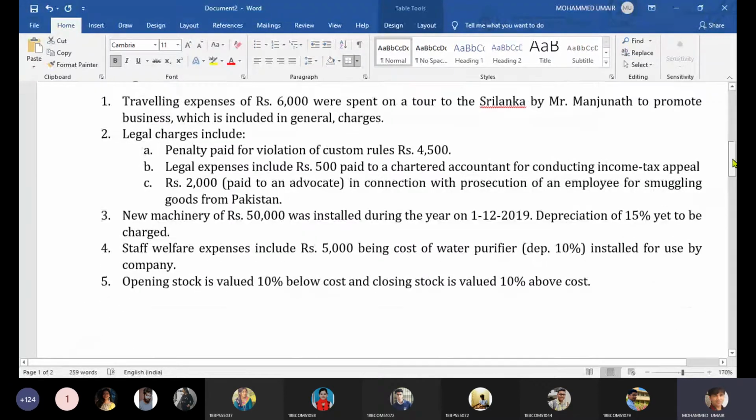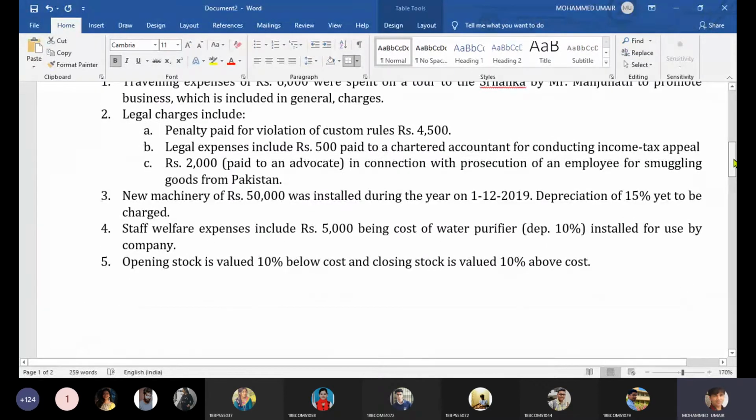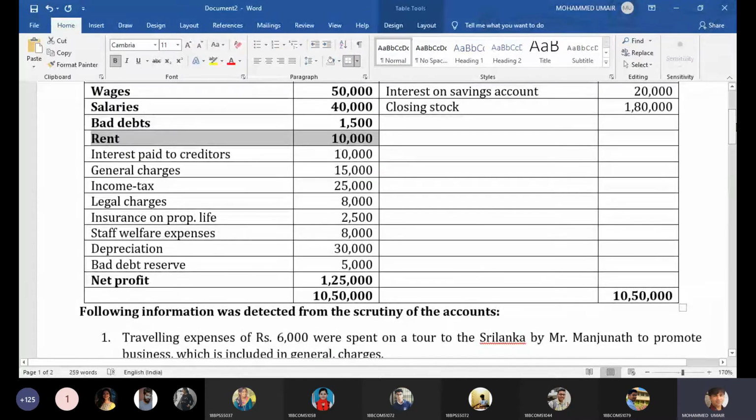Interest paid to creditors. Creditors give you goods, and if you don't pay them on time, they have the right to claim interest for delayed payments. So this is also a business related expense.